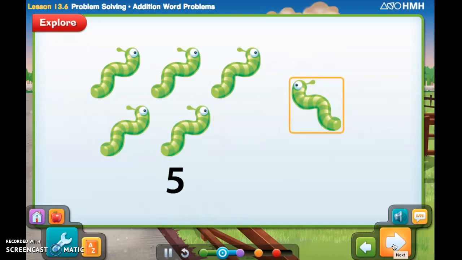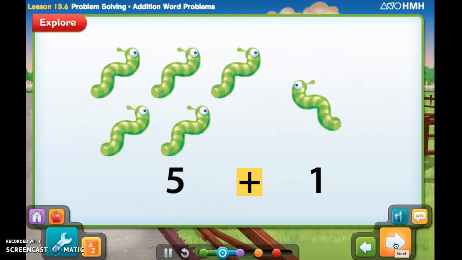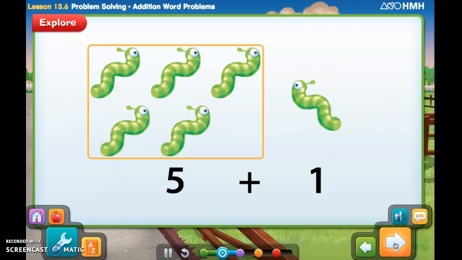You also know that another inchworm crawls onto the leaf. Click to count the inchworm. 1. One inchworm joins the other inchworms on the leaf. So you know this is an addition problem. You can use the plus symbol to show addition. 5 plus 1. To find the answer, count forward from 5. There are 5 inchworms on a leaf, and one more makes 6. There are 6 inchworms in all.